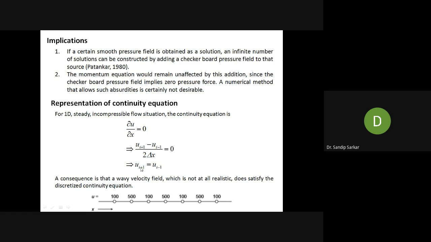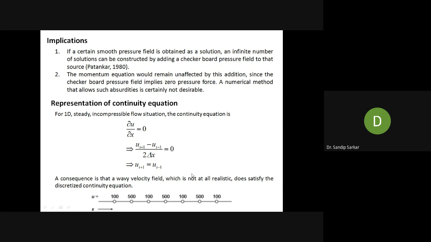There is no relationship between the velocity field between ui plus 1 and ui, but there is a relationship between the velocities ui plus 1 and ui minus 1, one grid point apart, right?